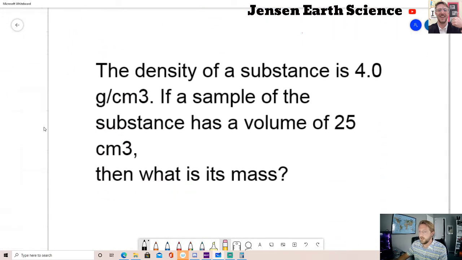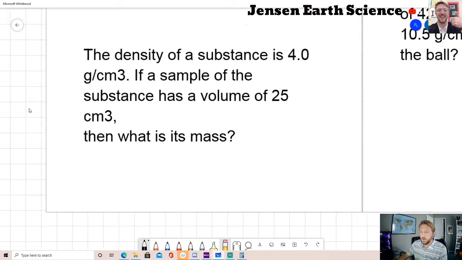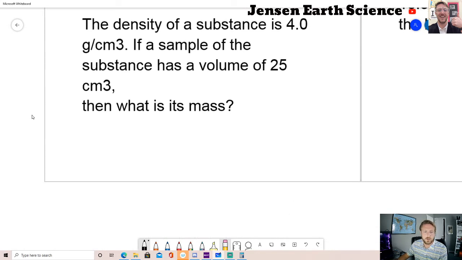Density questions, though, can get a little bit more involved when, for example, the question asks for something like its mass at the end instead of asking for density. This is when the density triangle becomes very, very helpful. So the density of a substance is 4.0 grams per centimeter cubed. If a sample of the substance has a volume of 25 centimeters cubed, then what is its mass?